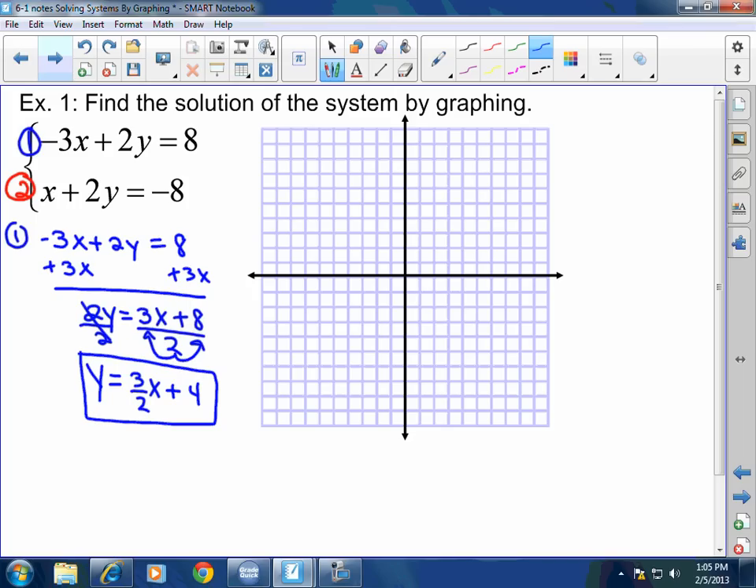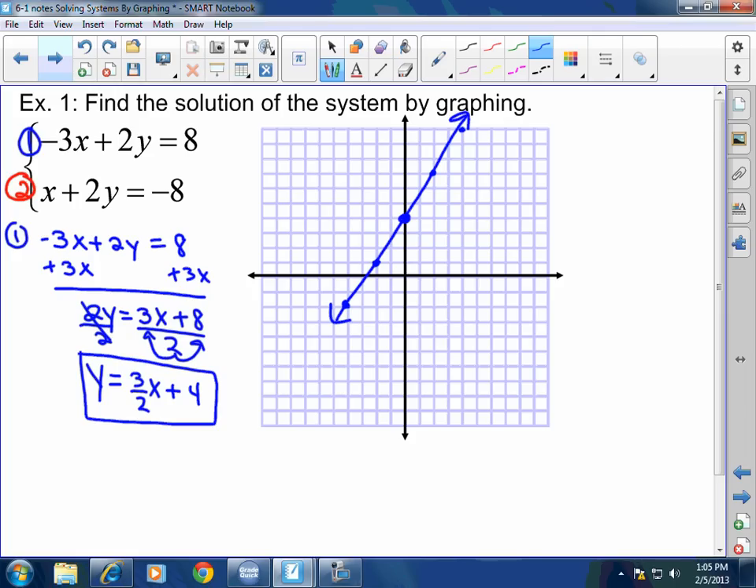I'm going to go ahead and graph it right now. 1, 2, 3, 4 is my y-intercept. 3 over 2 is my slope. Up 1, 2, 3 over 2. Up 1, 2, 3, 1, 2 to the right. Let's go backwards. Down 3 to the left. Down 3 to the left. Connect those dots.